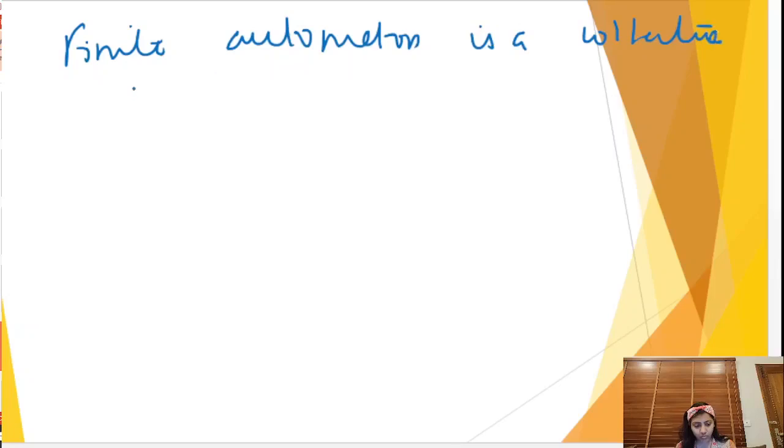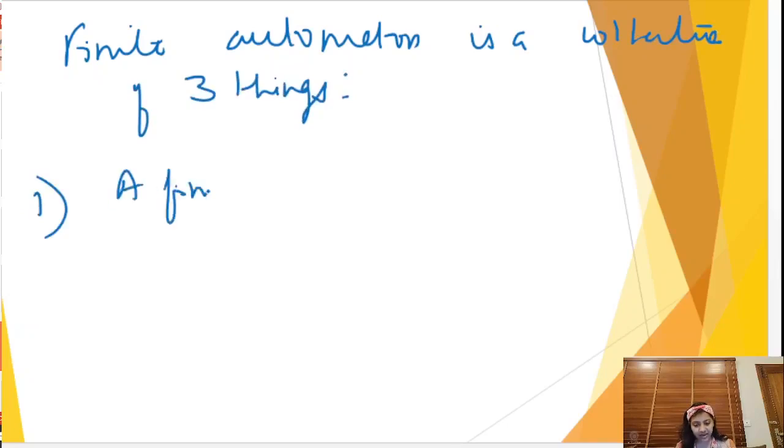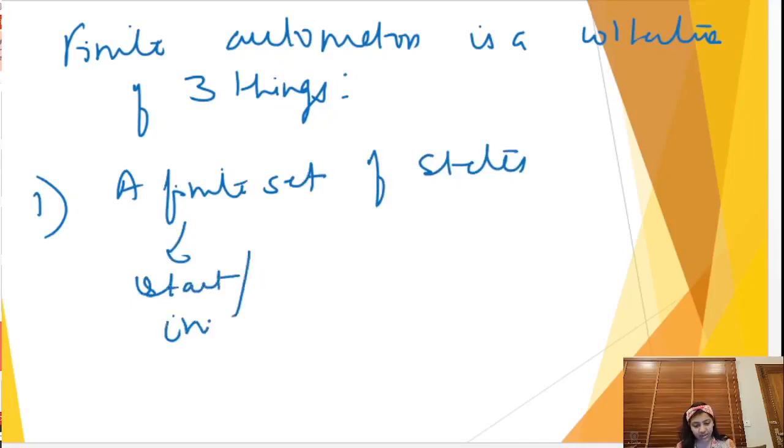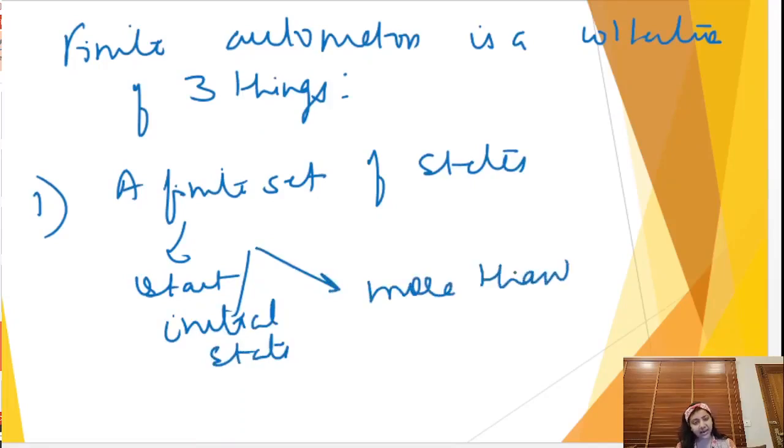So finite automata is a collection of basically three things. First is a finite set of states. One state will be, of course, the start state, or you can call it the initial state that we have just seen. And there can be more than one final state. One final state is mandatory. Apart from this, we can also have more than one final state.